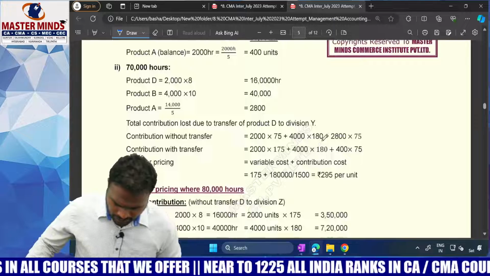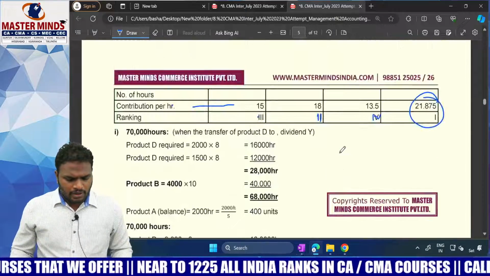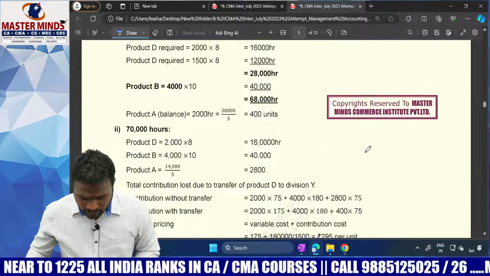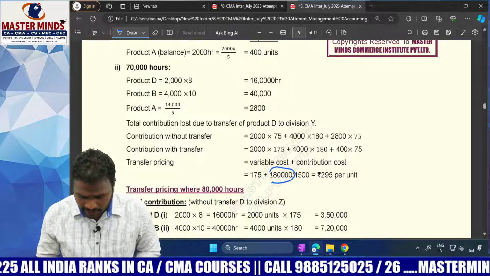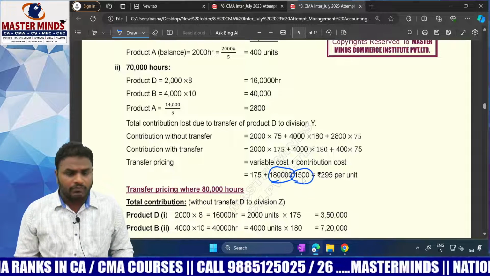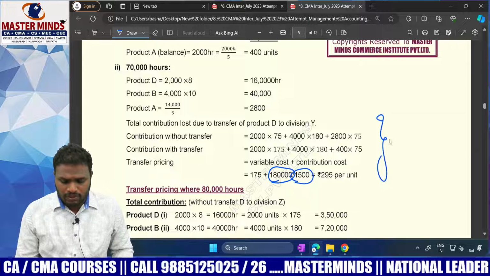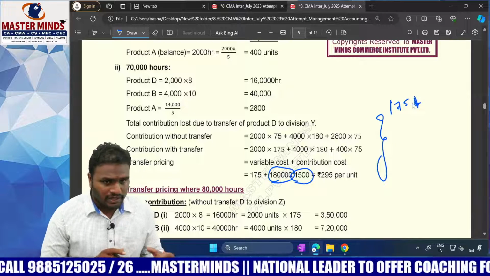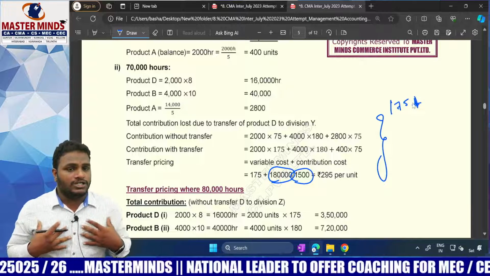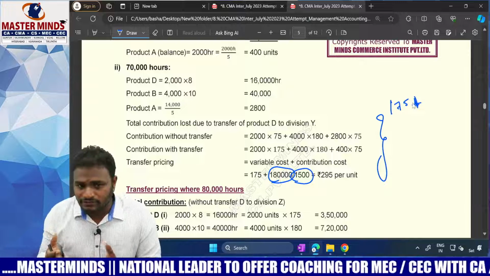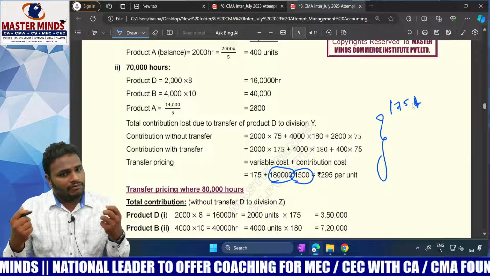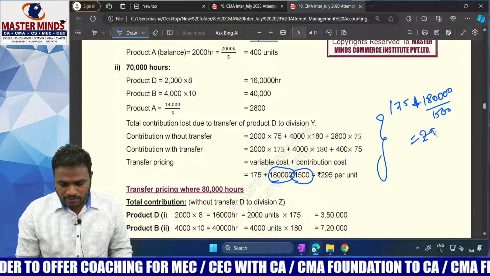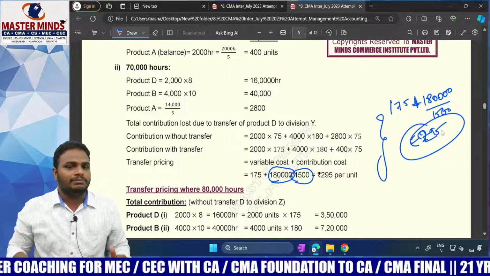Now the first option is simple. When the 7,000 hours are available, how much of the contribution do we lose here? 1,80,000. How many units are transferred? 1,500. Then the variable cost of production is 175 plus. In order to transfer this product to division Y, we lost 1,80,000. To whom do I charge this 1,80,000? That division Y only. How many units have you transferred? 1,500 units. How much do I collect from each unit? 1,80,000 divided by 1,500. That is 295 rupees per unit is my transfer pricing.